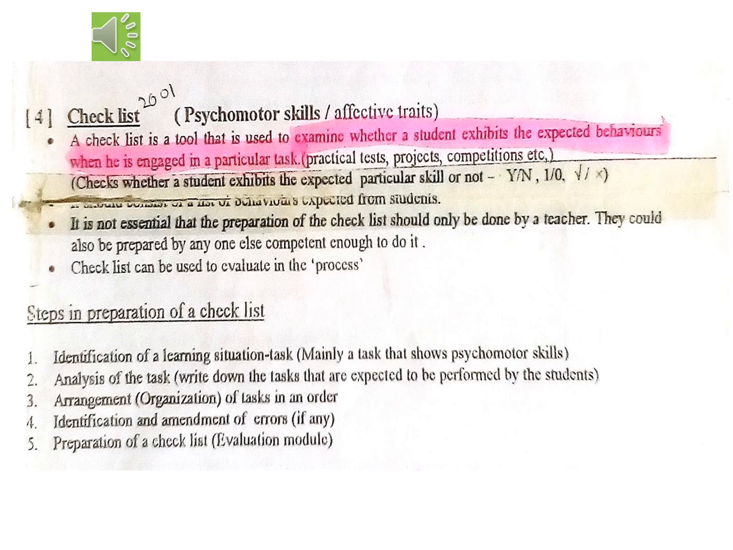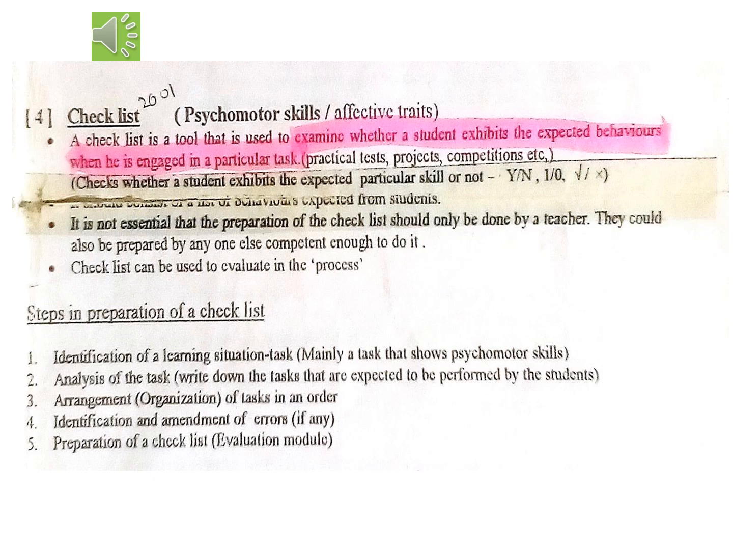So you should be able to compare and contrast these testing tools or the tests, the instruments. Now, how can you prepare a checklist? A checklist is a list of tasks. How can you prepare it? This order is important. I have seen first paper questions based on this order. Number 1, identification of a learning situation or a task, mainly a task that shows psychomotor skills.